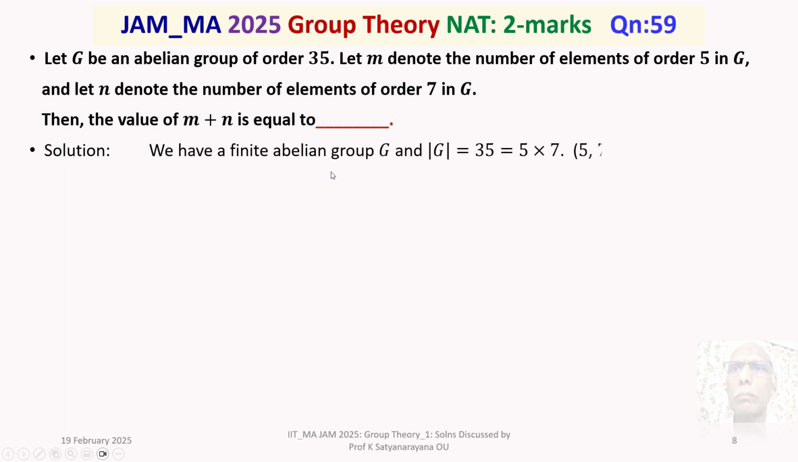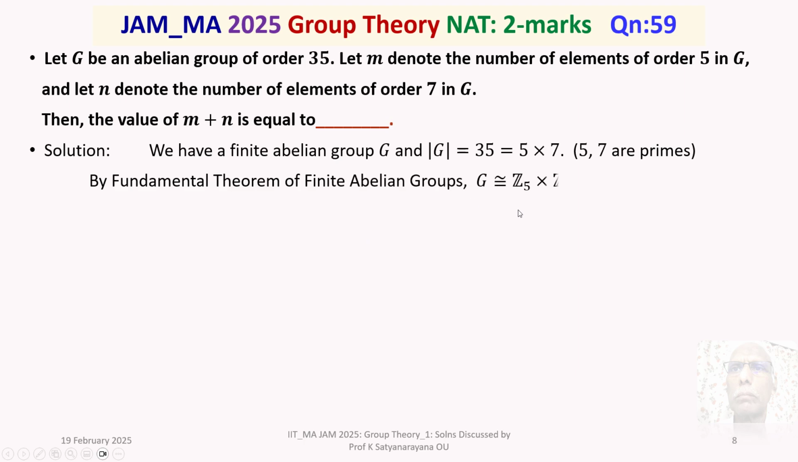So we are given a finite abelian group G. Order of G is 35. 35 is 5 into 7, where 5 and 7 are distinct primes. Again, we use the fundamental theorem of finite abelian groups. Then G is isomorphic to Z5 cross Z7. But 5 and 7 are distinct primes and their GCD is 1. Therefore, Z5 cross Z7 is isomorphic to Z of 7 into 5, that is 35, Z35, which is a cyclic group.